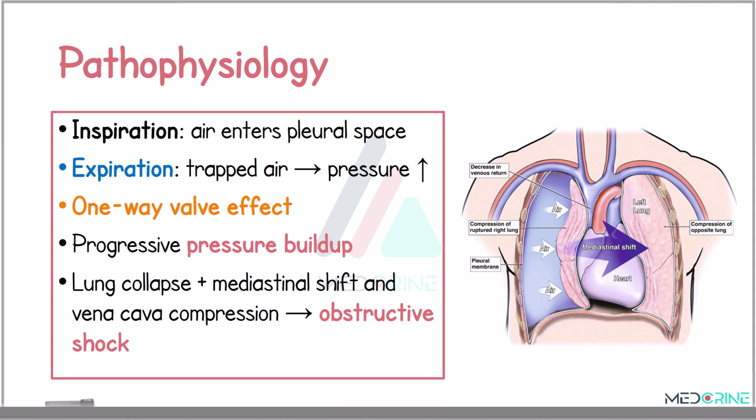Looking at the pathophysiology, during inspiration, air enters into the pleural space through the pleural defect. However, due to a one-way valve effect, the air that has gotten into the pleural space gets trapped and cannot escape during expiration. This builds up intrathoracic pressure, causing the affected lung to collapse. The mediastinum then shifts to the opposite side, compressing the vena cava and reducing the venous return, and this is what leads to an obstructive shock, which is a form of circulatory failure.